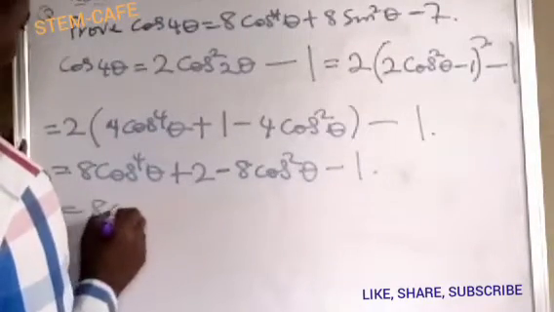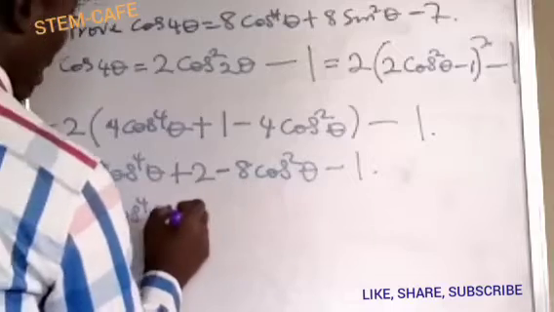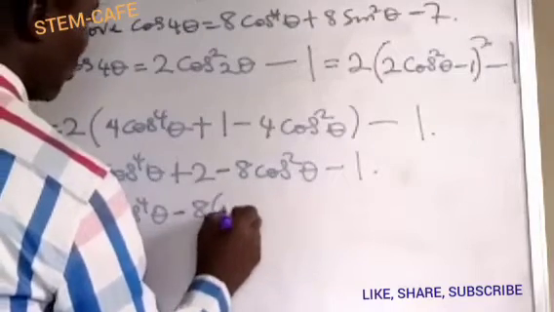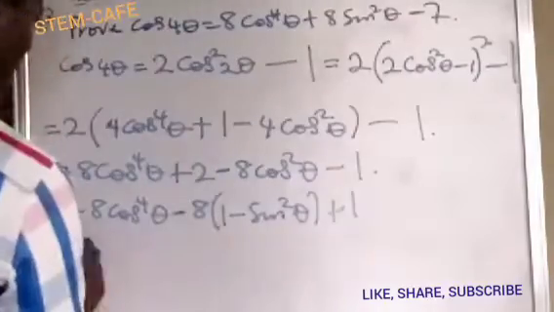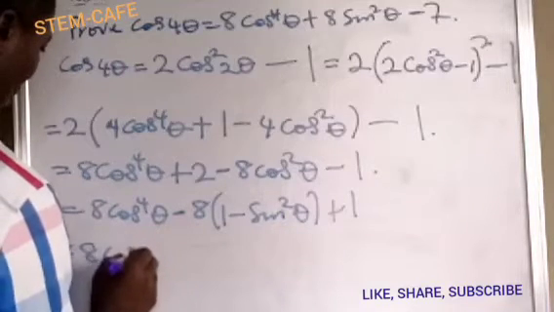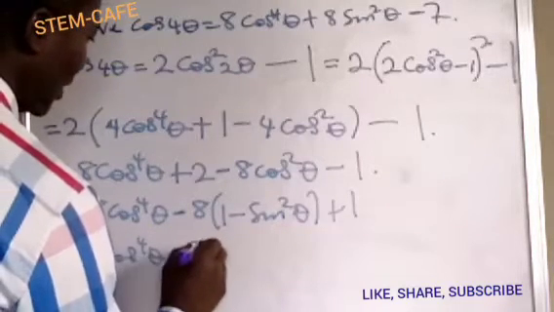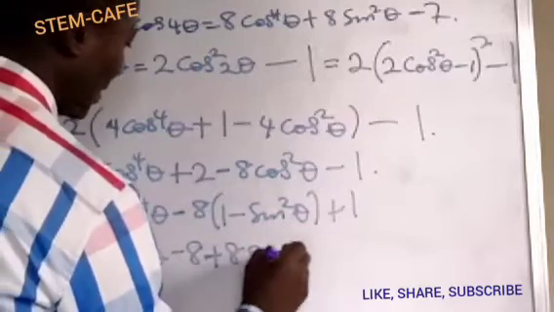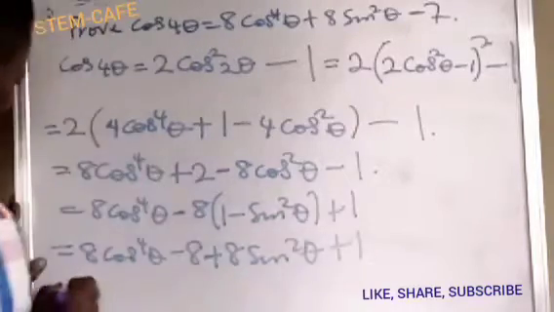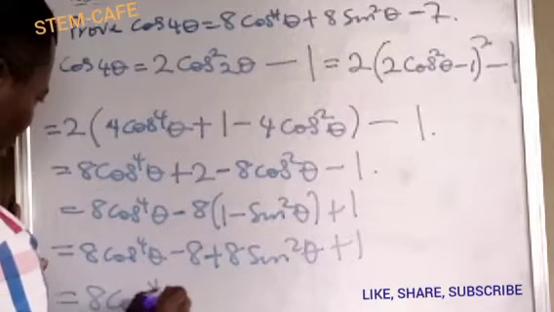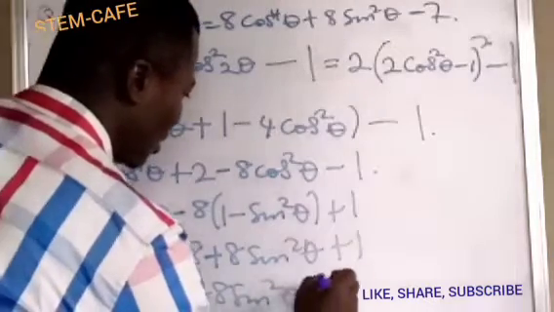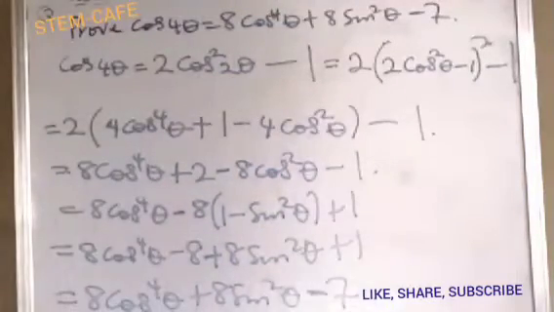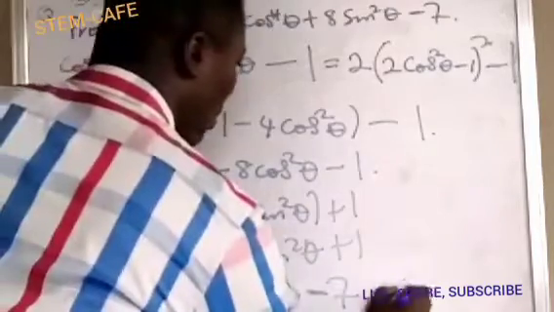So that's 8 cos raised to power 4 theta minus 8 into 1 minus sin square theta plus 1. This gives 8 cos raised to power 4 theta minus 8 plus 8 sin square theta plus 1. 8 cos raised to power 4 theta plus 8 sin square theta minus 7. So that will be equal to cos 4 theta. Thanks.